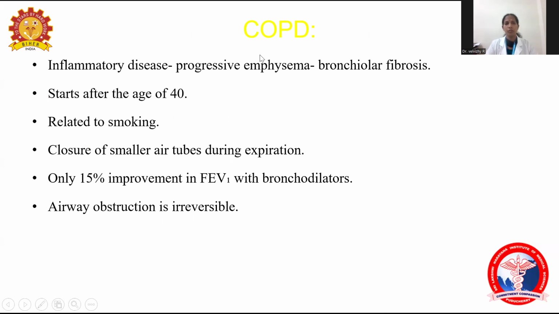When we are speaking about bronchial asthma, there is always another disease which looks similar, called chronic obstructive pulmonary disease. So, what is the difference between bronchial asthma and chronic obstructive pulmonary disease? Bronchial asthma is completely reversible, whereas the airway obstruction in chronic obstructive pulmonary disease is irreversible. It is an inflammatory disease that progresses to emphysema and bronchial fibrosis also. COPD is mainly related to smoking.